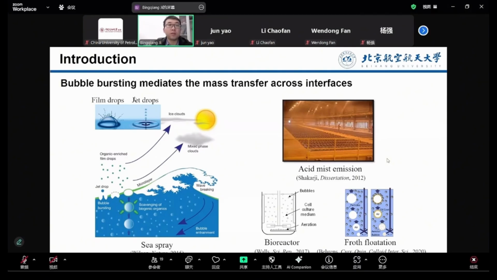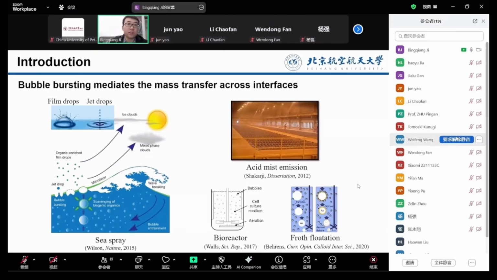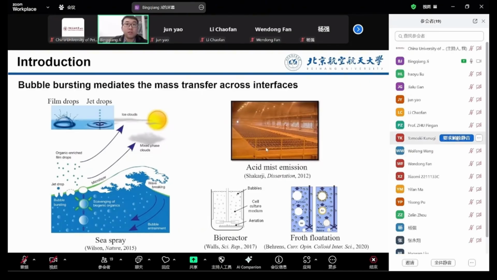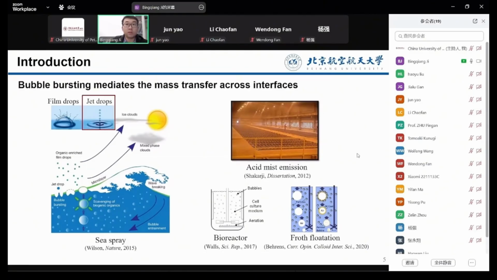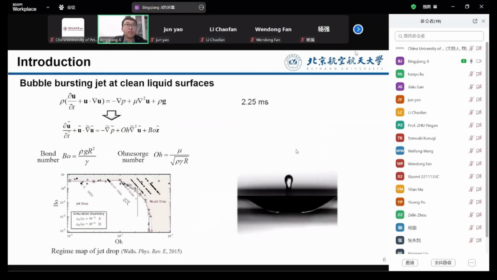And also, among these areas, the dynamics of single bubble bursting is important for understanding and controlling the associated mass transfer. Usually, large bubbles generate film droplets by film rupture, but small bubbles mainly generate jet drops. Here we focus on the jet drops generated by a bubble with a size smaller than the capillary length.